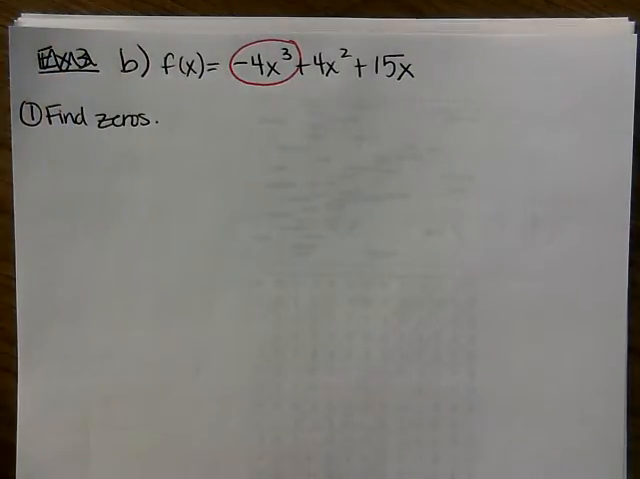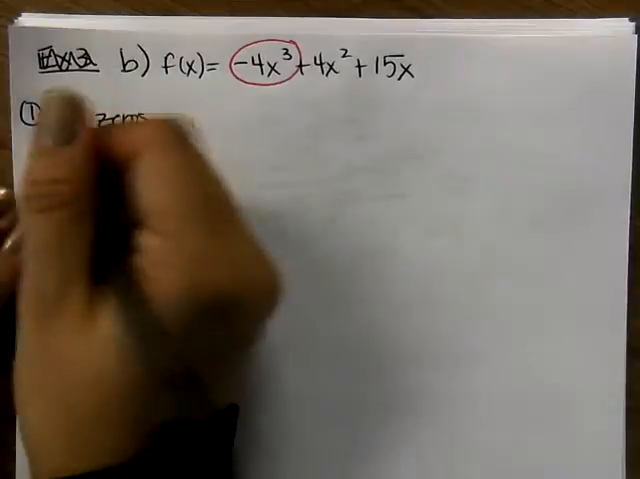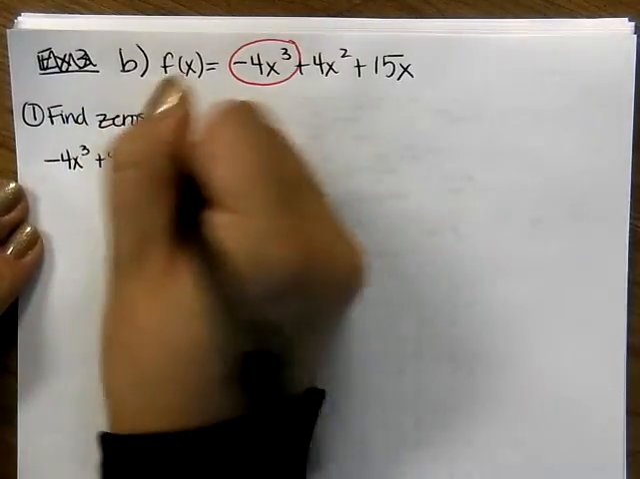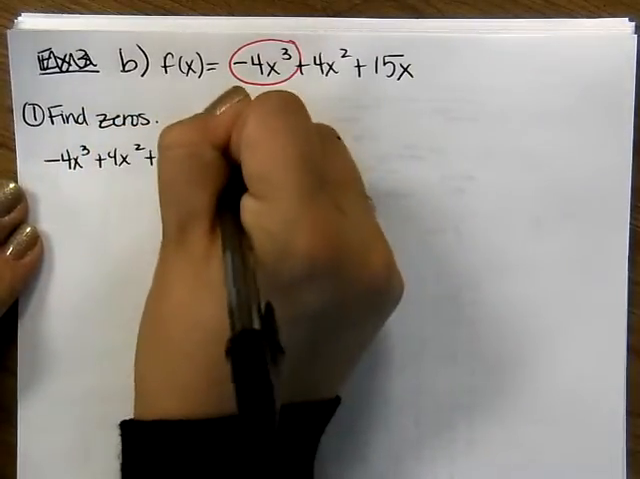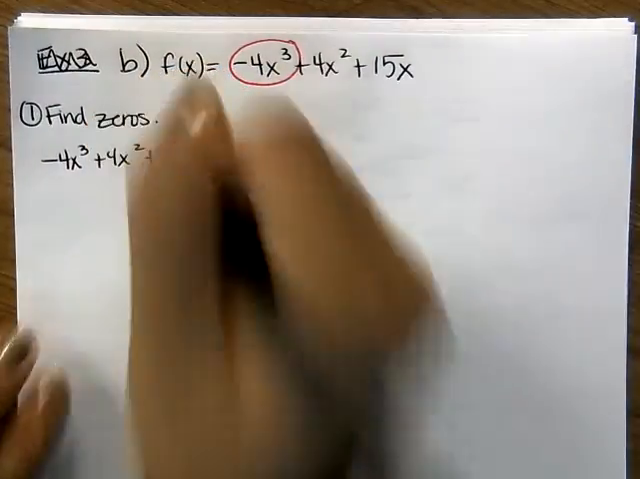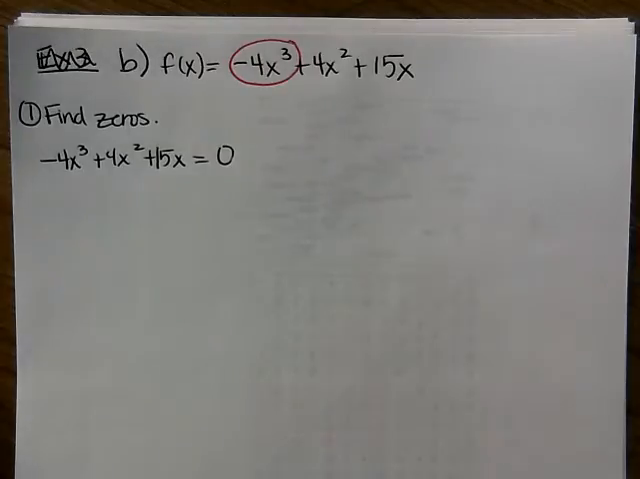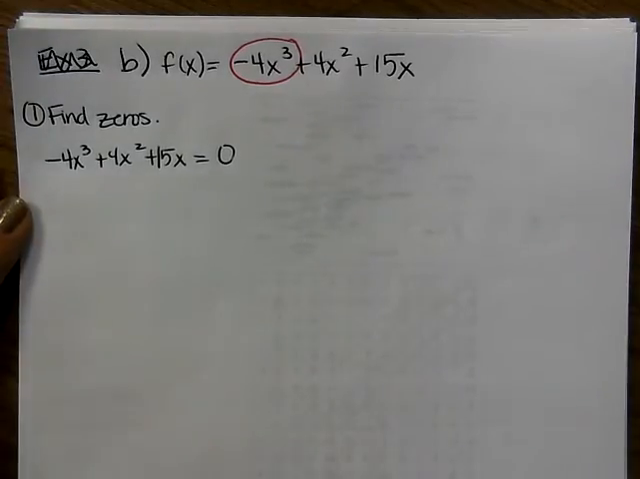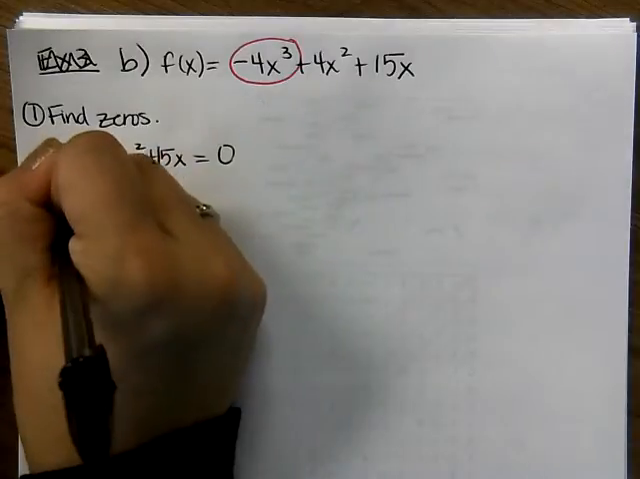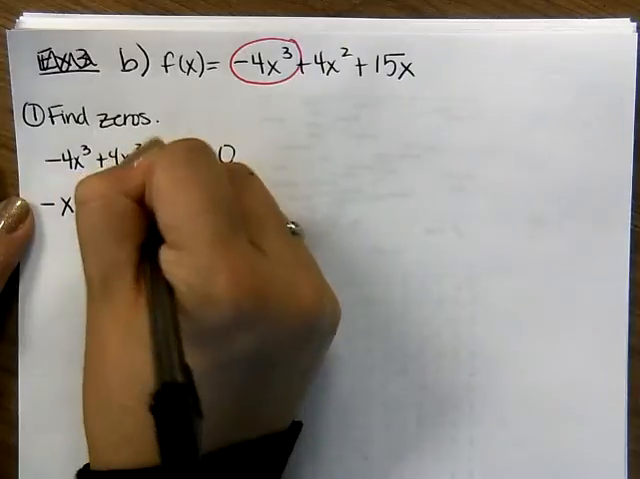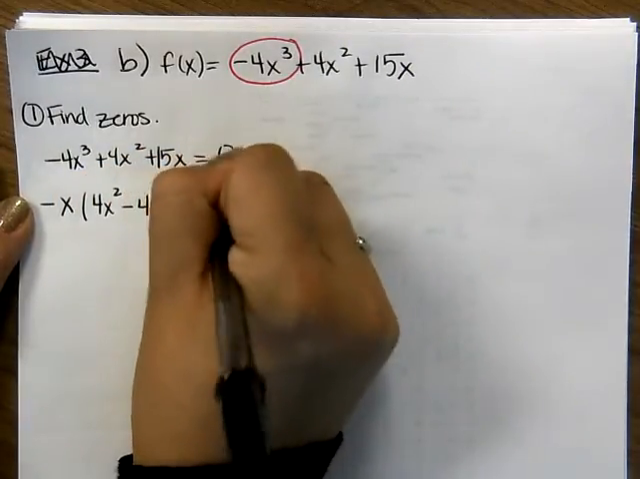Now, in order to find the zeros here, we're going to have to actually factor this, right? So we're going to set this equal to 0: negative 4x cubed plus 4x squared plus 15x equals 0. And now I am ready to factor it. Okay, so what can I take out? I can take out an x. I'm also going to take out the negative with it because I really hate a negative leading coefficient. So I'm going to factor out that negative x. And then this is going to give me 4x squared minus 4x minus 15 left over.